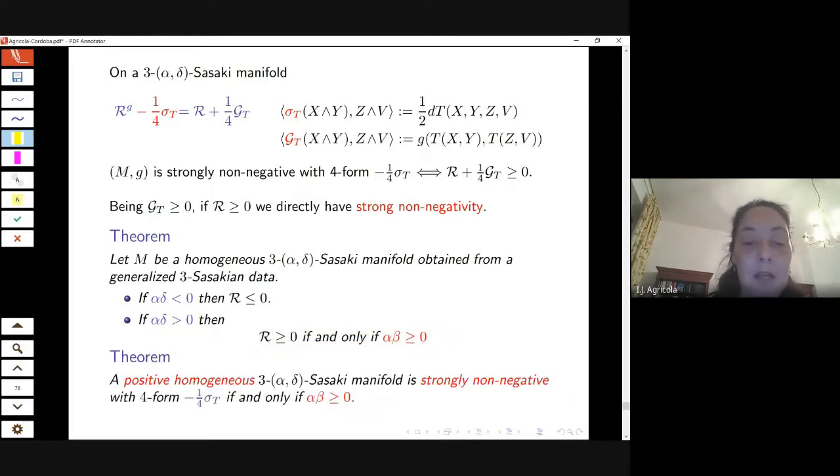Okay. And so a positive homogeneous phi alpha delta Sasaki manifold is strongly non-negative with this particular four form if and only if alpha times beta is larger or equal to 0. Now this beta, remember, it was alpha minus 2 delta.